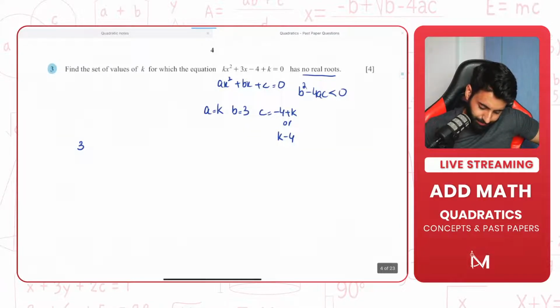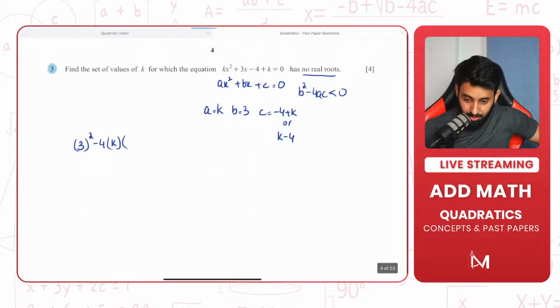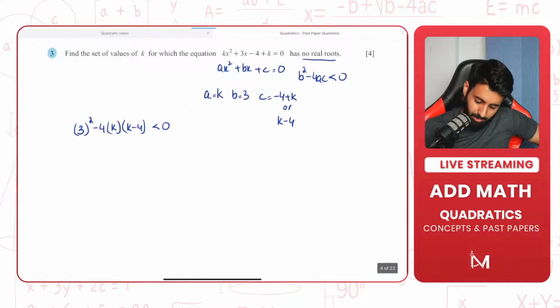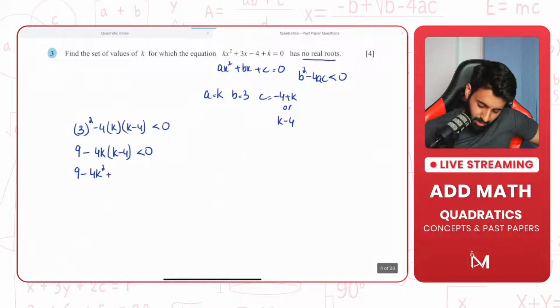b square means that we have 3 square minus 4 into a. Actually, we will end up with a quadratic equation, but that's okay. Quadratic inequality into k minus 4 is less than 0. So let's see what we get. 9 minus 4k into k minus 4 is less than 0. So that means 9 minus 4k square plus 16k is less than 0.